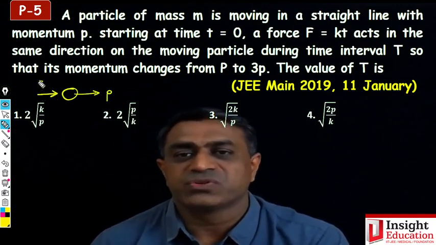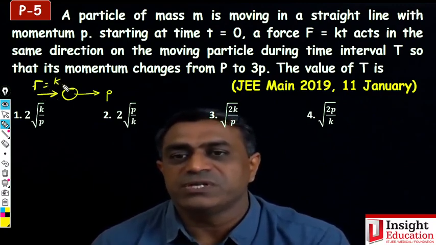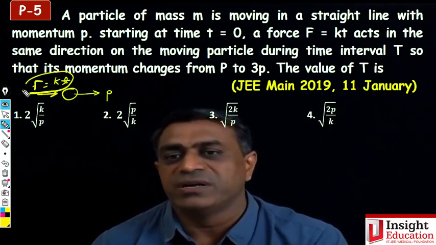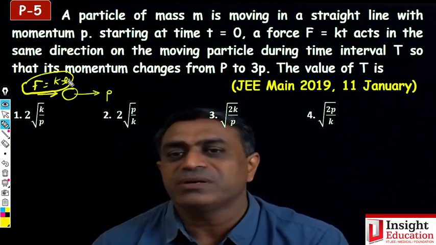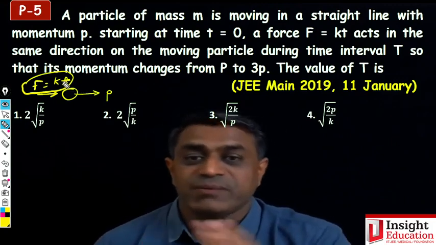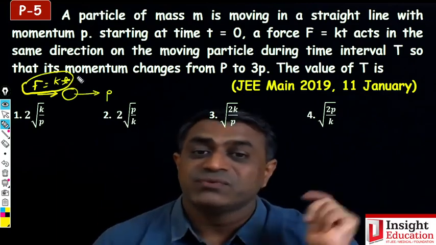In this direction, what force is applied? Force is equal to kt. It means this force is not constant. Force depends upon time. It means force is variable. So whenever the force is variable, we cannot use our standard formula.